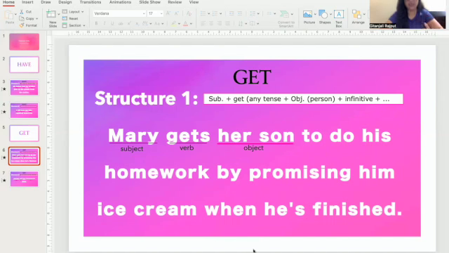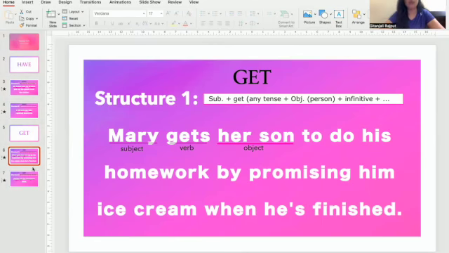Structure 1. In this structure, the object of the causative verb is a person. Yes, please remember the object of the verb is a person, and in this structure, we use the infinitive form of the verb. Now, let us take an example again. Mary gets her son to do his homework by promising him ice cream when he is finished. Here, the subject Mary tricks the object son to do the homework. I hope it is clear to you.